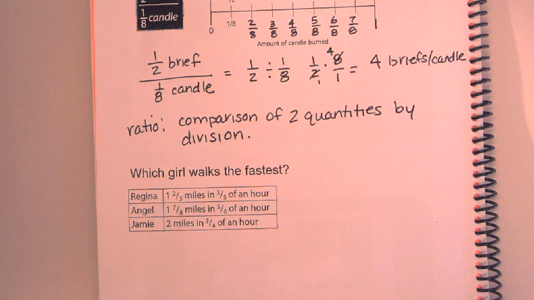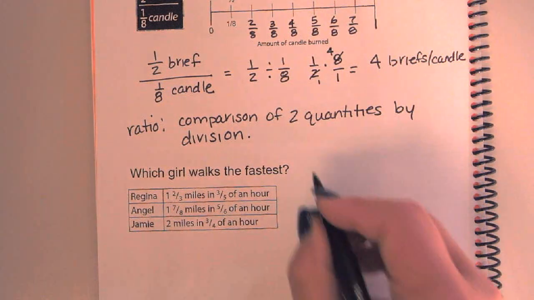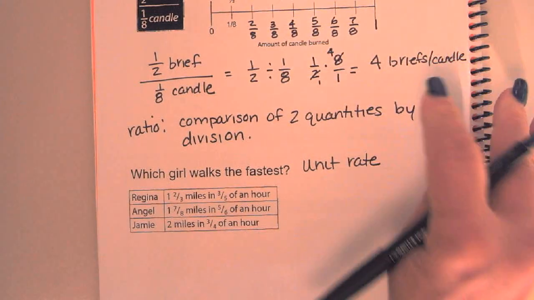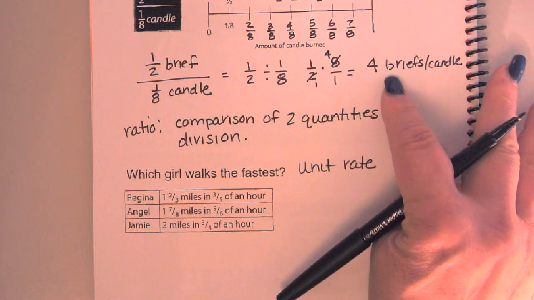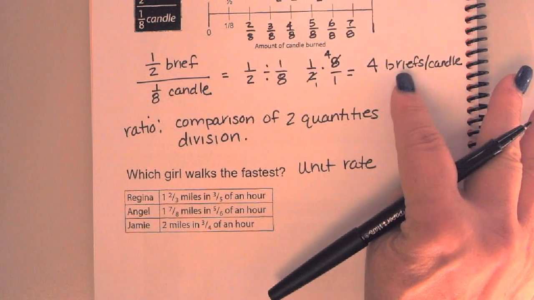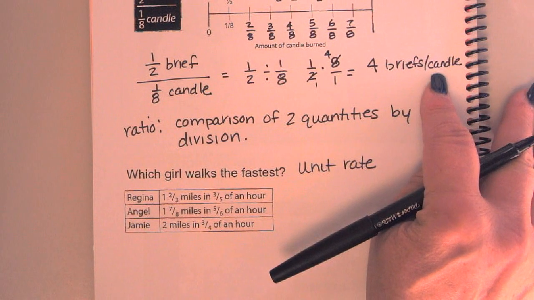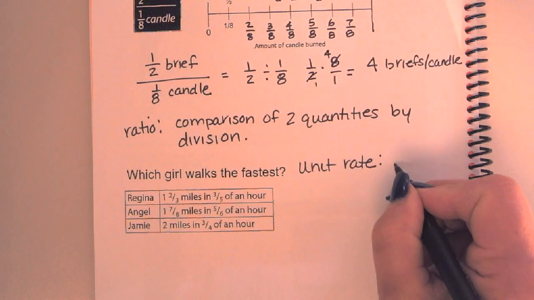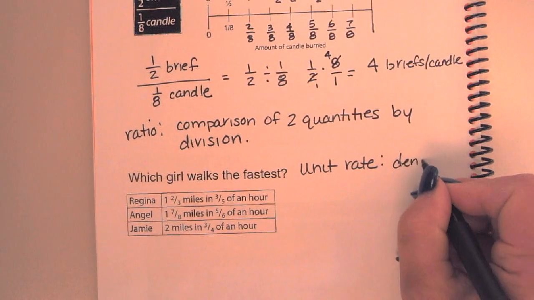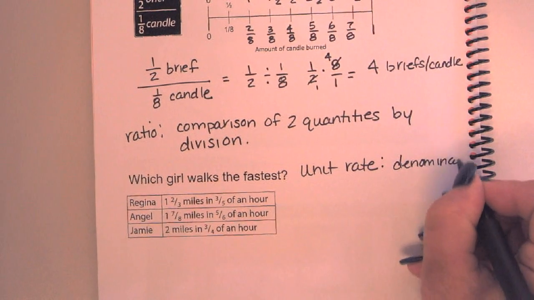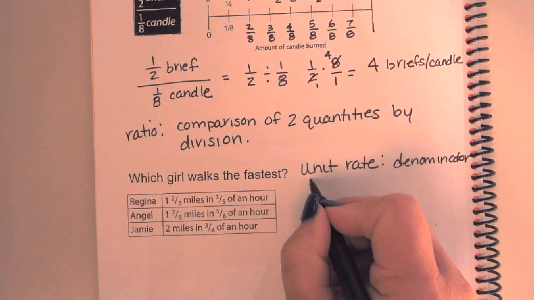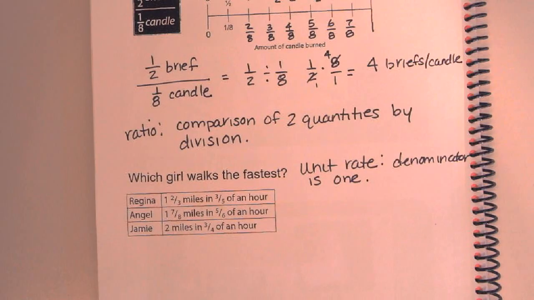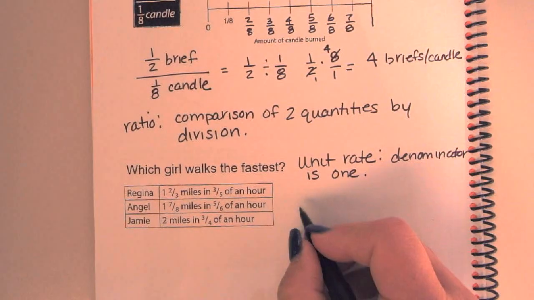Now we're going to look at a special kind of ratio, and it's called a unit rate. And that's what we did here. This is 4 briefs per candle. That means 4 briefs for every 1 candle. And a unit rate is a ratio where the denominator is 1. The denominator is 1. And how do I know how to set it up?